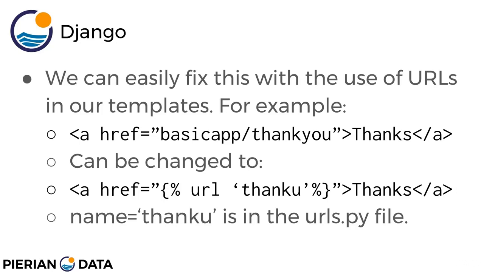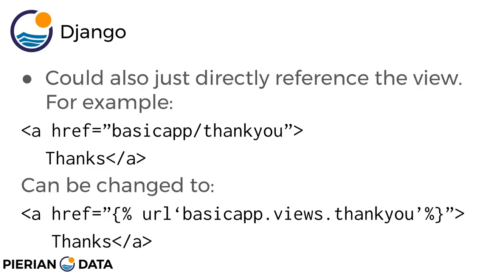If you want to use template tags, you can change that to look like this. You have the template tag with the % signs, you have the keyword url inside of that, and then in usually single quotes, you have the actual name, where you have name is equal to thank_you in the urls.py file of your application. That's one way to do this. You could also just directly reference the view itself.